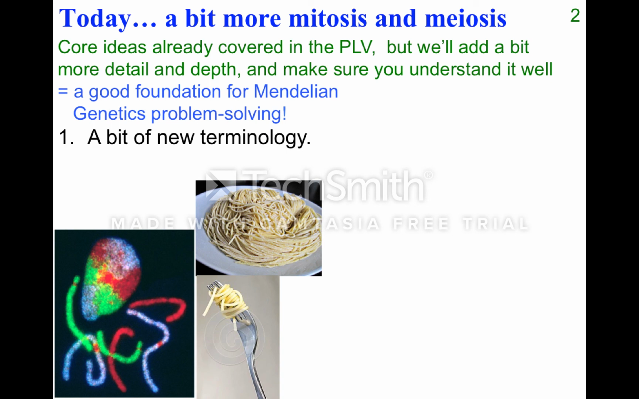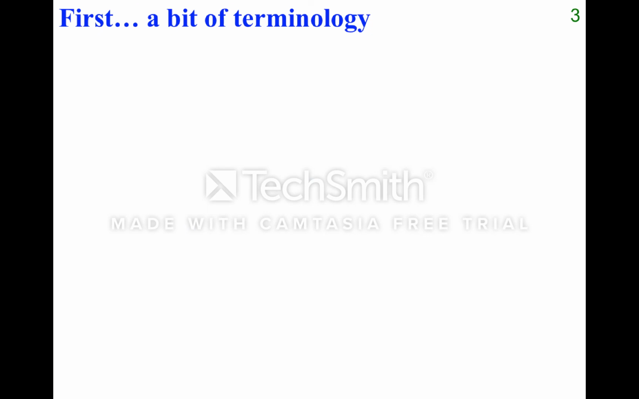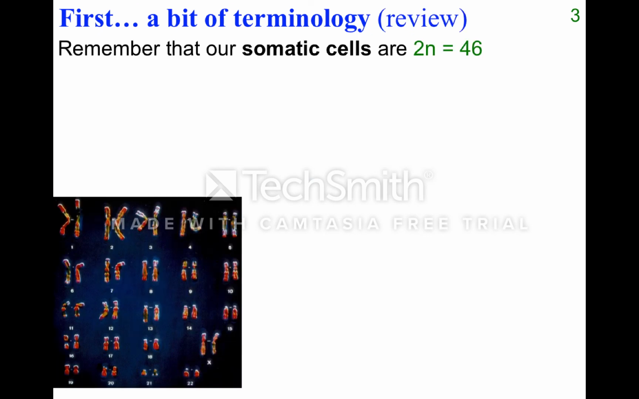So the way we're going to do this is we'll start with a little bit of new terminology, after which we'll go over mitosis and meiosis one more time, pointing out the differences and details between them. Alright, so first going over a bit of terminology, starting with just a tiny review of some of the key terms that we'll be building upon.